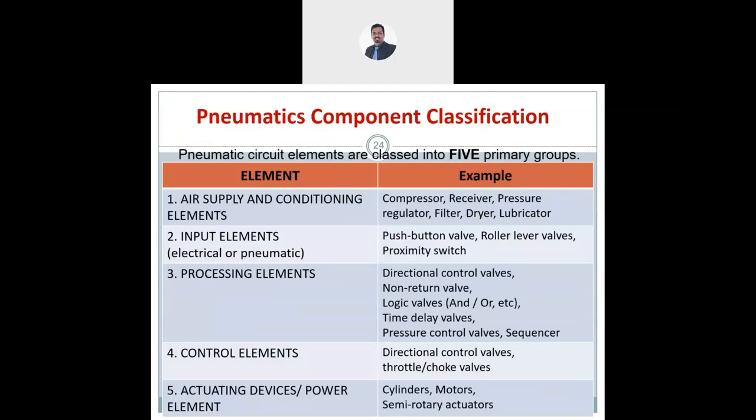Okay, so we come to the pneumatic component classification. This part is quite important, because pneumatic from the starting until the end usually has five levels, or five classifications. First it starts from air supply and conditioning elements, then it goes to the input element, processing element, control element, and finally the actuator. This is from the starting until the end.